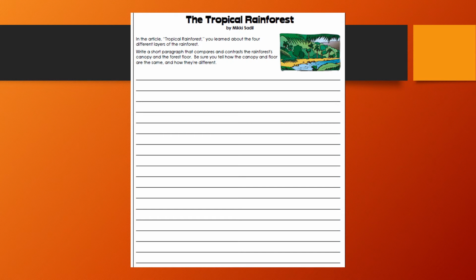The tropical rainforest. In the article, Tropical Rainforest, you learned about the 4 different layers of the rainforest. Write a short paragraph that compares and contrasts the rainforest canopy and the forest floor. Be sure you tell how the canopy and floor are the same and how they are different.